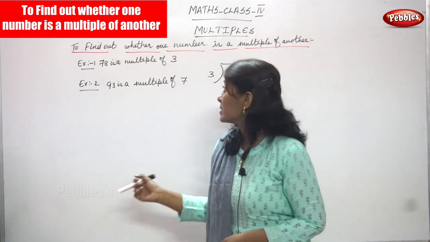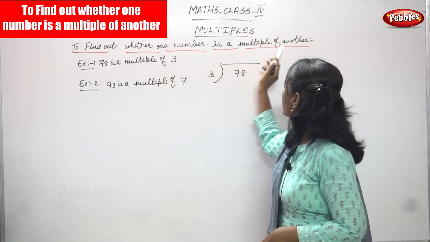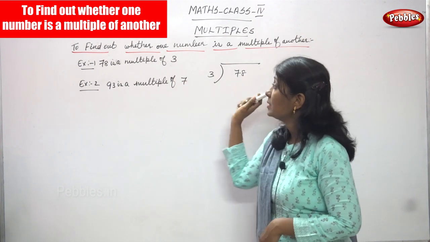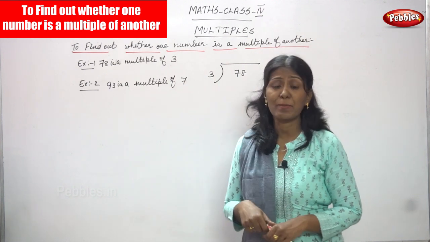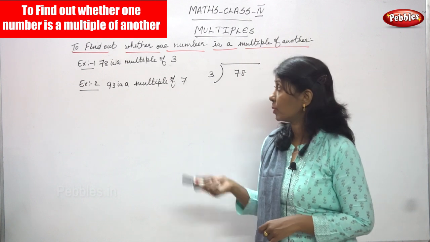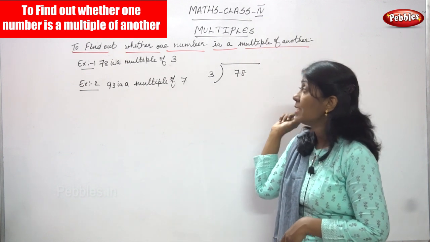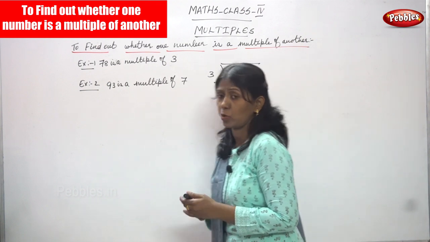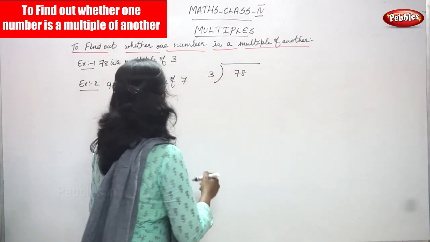Now we are going to see how to find whether one number is a multiple of another. Example 1: is 78 a multiple of 3? You have to find out whether 78 is a multiple of this number or not. So I am going to solve the problem.